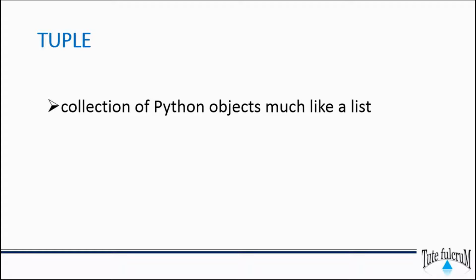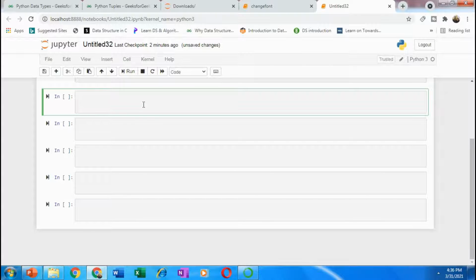Python tuple. Just like list, tuple is also an ordered collection of Python objects. The only difference between the list and tuple is that tuples are immutable. That is, tuples cannot be modified after it's created. It's represented by the tuple class. In Python, tuples are created by placing a sequence of values separated by comma.